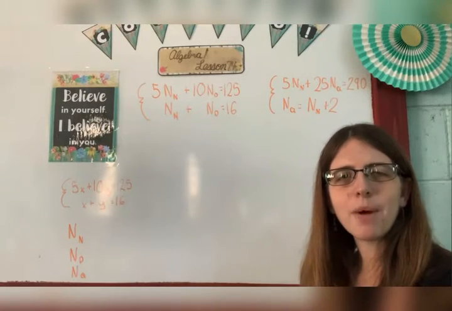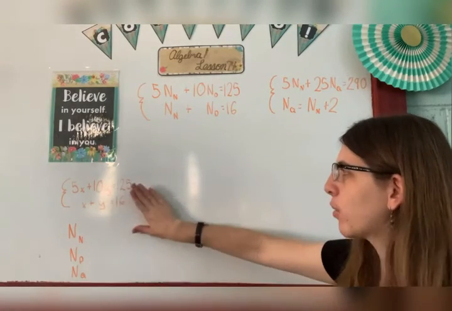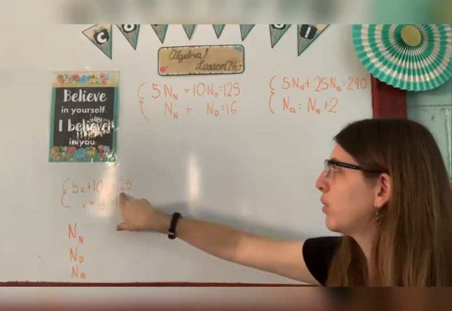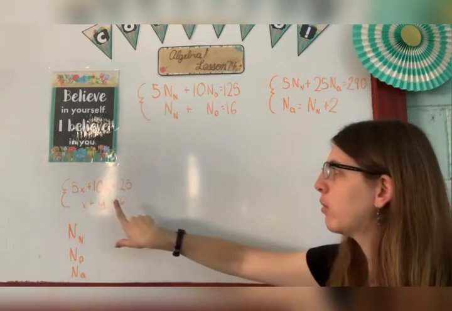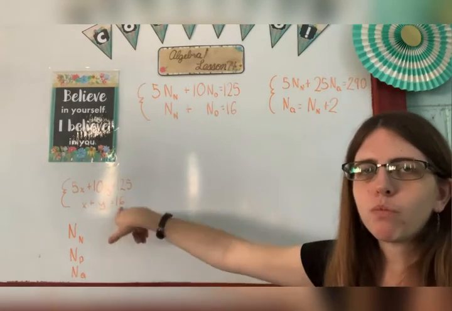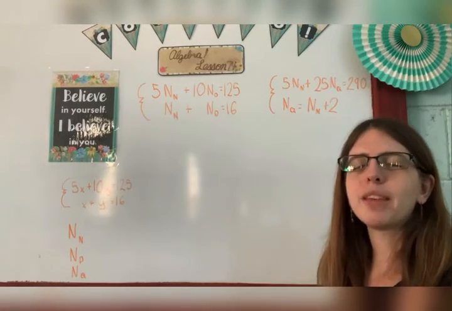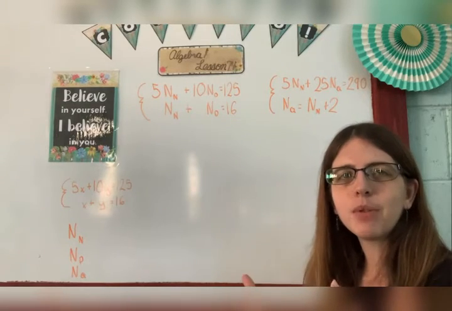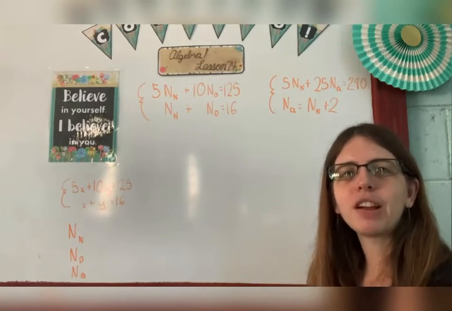Okay, so in the second part of our lesson, remember we've looked at equations like this. Solving the system of equations, 5x plus 10y equals 125, x plus y equals 16. We've looked at problems like that, solving them by either substitution or elimination. And we're just continuing to do that, but there's new types of variables.